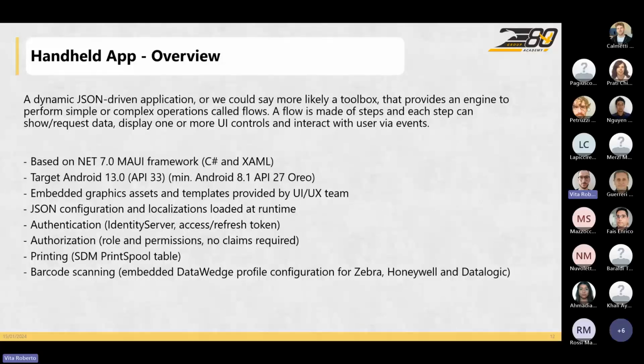We have a JSON configuration, as I told, a JSON-driven application. So we have a JSON configuration that is loaded at runtime, and this JSON configuration is created automatically by Dynamic-BFF based on the scripts, of course. And we also load labels and localizations at runtime. We take them from the front end, so from the web UI.